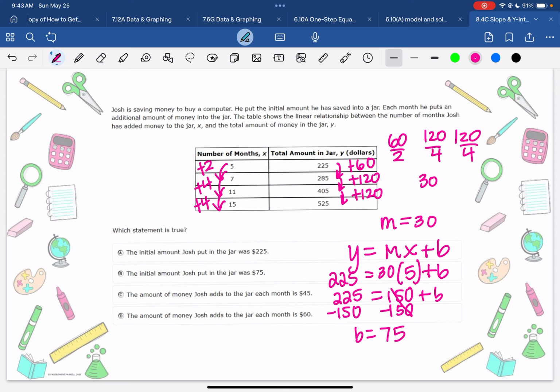So now let's go to our answer choices. The initial value is 225. Well, that's not correct because that's when it's 5 months. The initial amount is 75, and that's what we did get. That would be B. Let's go through the rest just to double check.